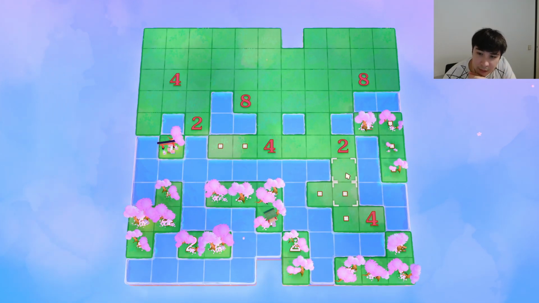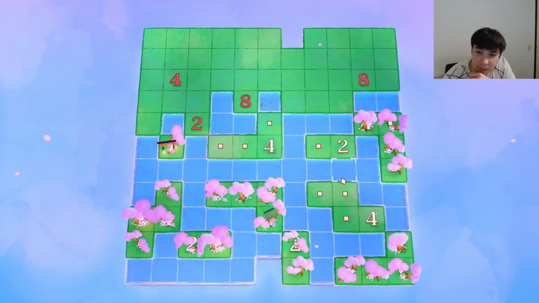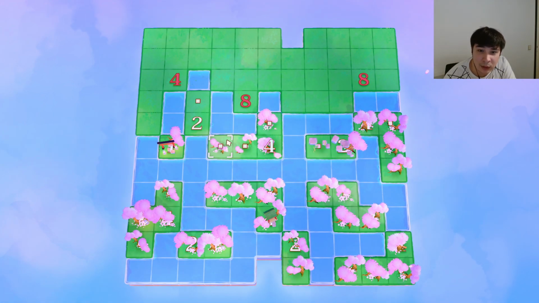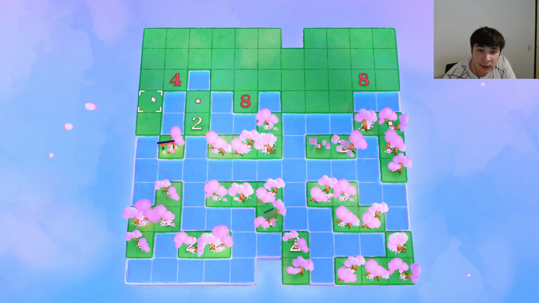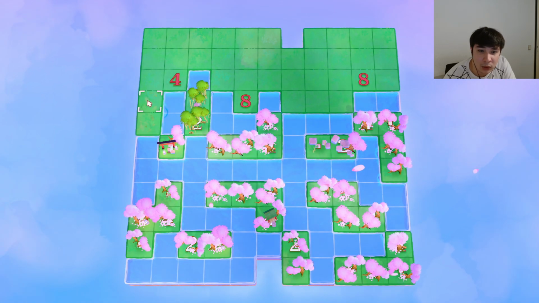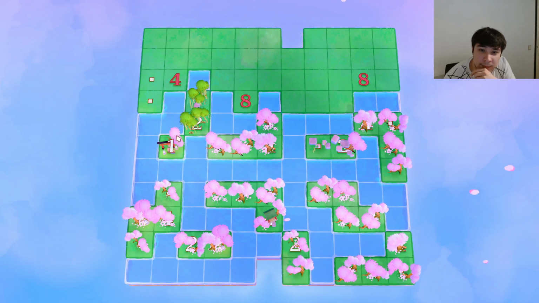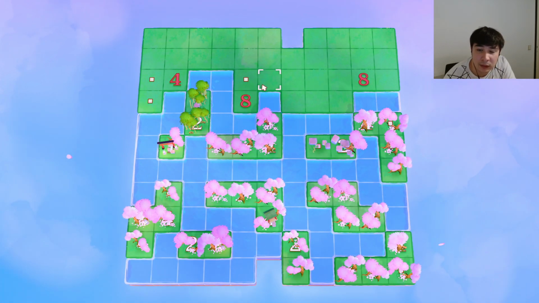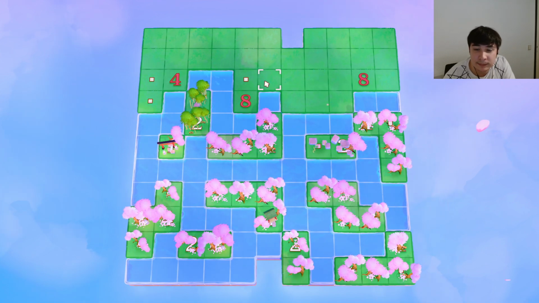This bit of water has to go out, so we have this bit cascading over here. This 2 has to go up. This cell here has to be occupied by the 4 so that this bit doesn't pool up. This bit of water escapes here, this 8 goes up.